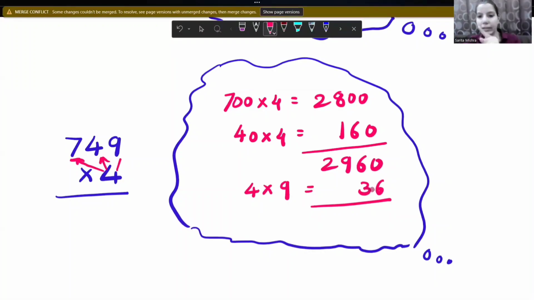Then we will just think in our mind 2960 plus 30. How will we think in our mind? 2960 plus 30 is 2990, and then we will add 6 also. So 2996, and this way we will get the final answer as 2996.